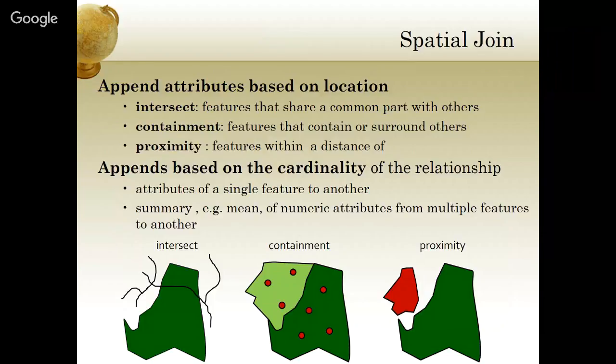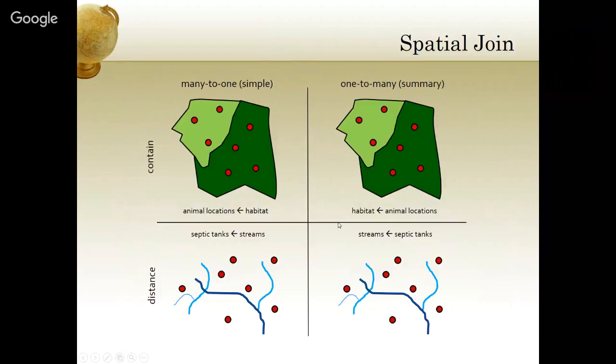If we go the other way and try to append information from the points to the polygon, we have to summarize because it's not the appropriate cardinality. So we'd either take the mean or some other statistical measure, just like we saw with tabular joins.